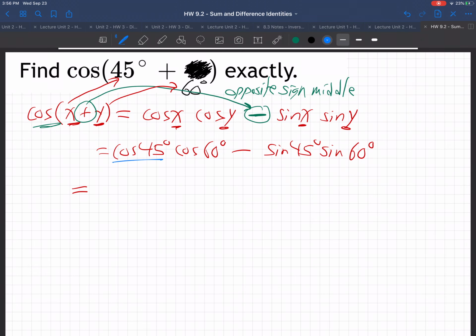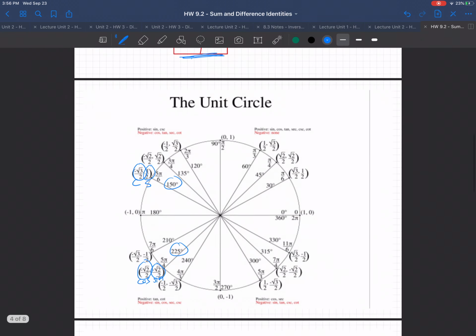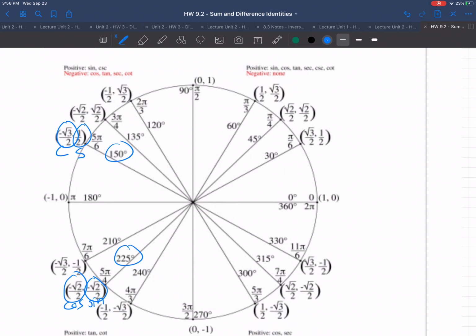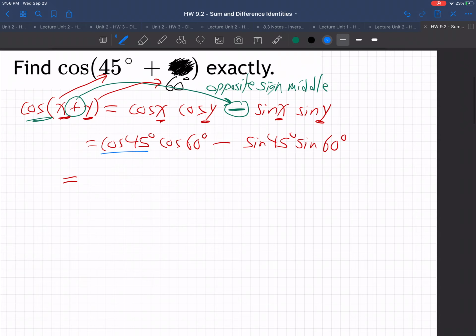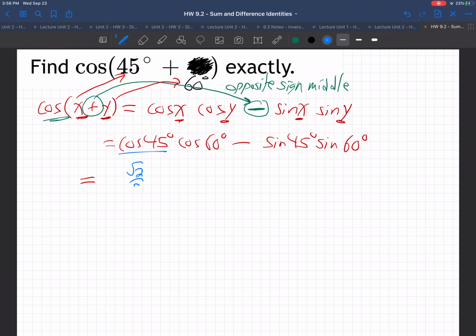So the cosine of 45 degrees, first off, go to the unit circle right here. Let me get rid of these other ones. So cosine of 45 degrees, right there. Cosine, sine, right? They're both root 2 over 2. Go back here. Root 2 over 2 times cosine of 60. Sine of 45 is also root 2 over 2. And now I've got to do cosine of 60 and sine of 60.